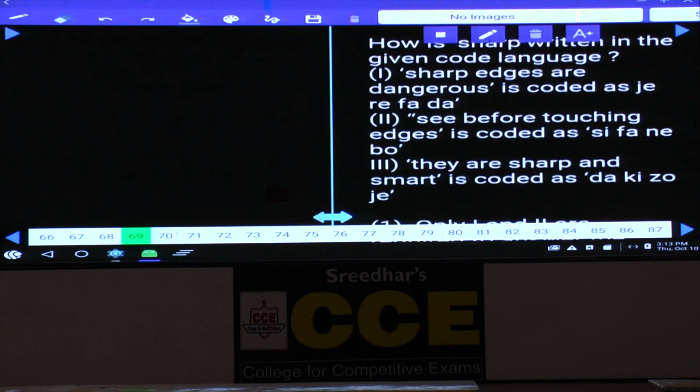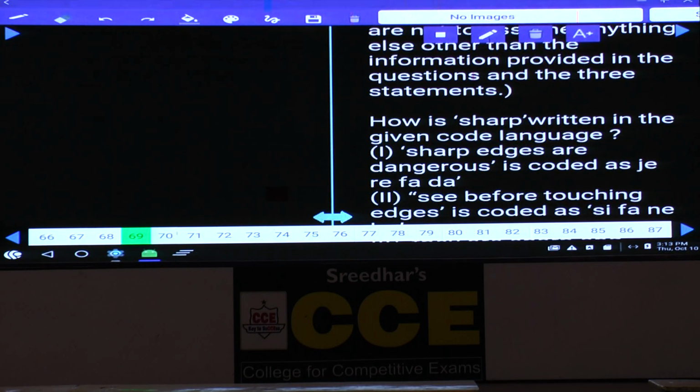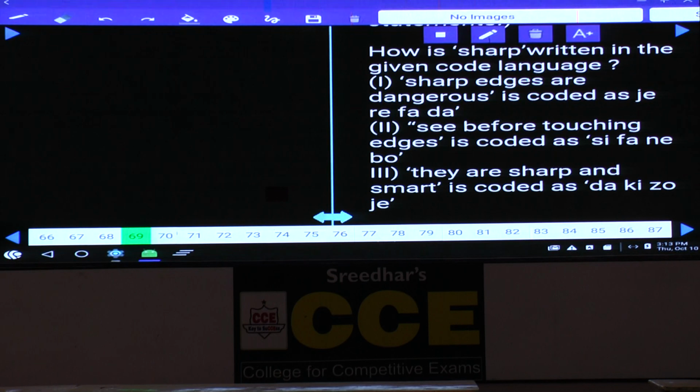Then question number 69. Now in this coding and decoding, how is sharp written in the given code language? Sharp edges are dangerous, and next one, C before touching edges. By combining 1 and 2, what is the word we can identify here? Edges. Only the word edges can be identified here. 1 and 2 is not sufficient. Then by combining 1 and 3, they are sharp and smart. Now by combining 1 and 3 also we cannot determine.